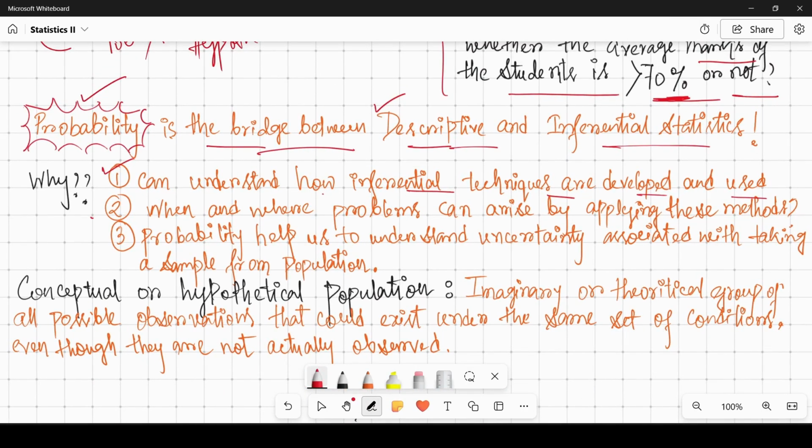Now the second point is when and where problems can arise by applying these methods. So the second point is saying when and where.